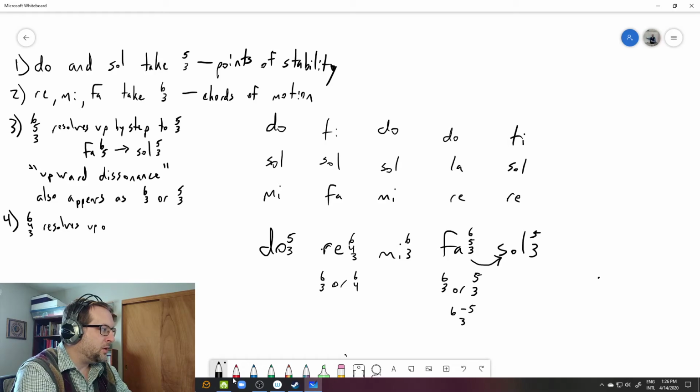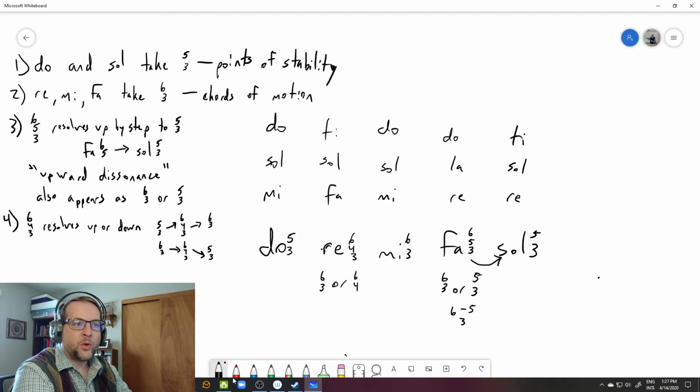Resolves up or down. Notice that on one side of it is a 5-3, the other side is a 6-3. So either we have this going up 5-3, 6-4-3, going up to 6-3, or we could use it going down 6-3 down through the 6-4-3 down to the 5-3. Works both directions.